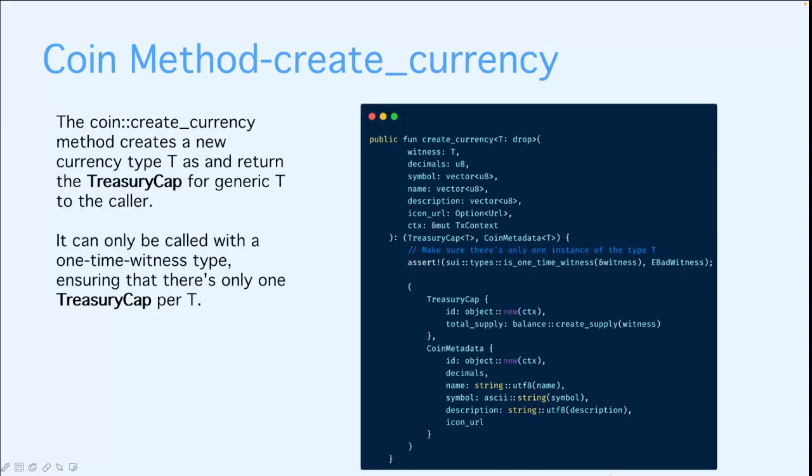The method create currency creates a new currency type T and returns the treasury cap for generic T, as you can see here, the treasury cap and the coin metadata. It can be only called with a one-time witness type, ensuring that there's only one treasury cap per T. So, as you can see here, the method creates and returns two objects. One is treasury cap, and the other is coin metadata resource. The assert here checks that the witness resource passed in is a one-time witness, using the Sui types is one-time witness function from the Sui framework.